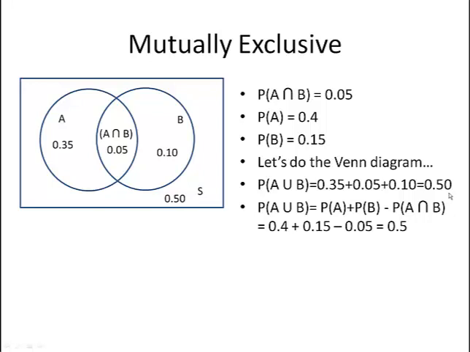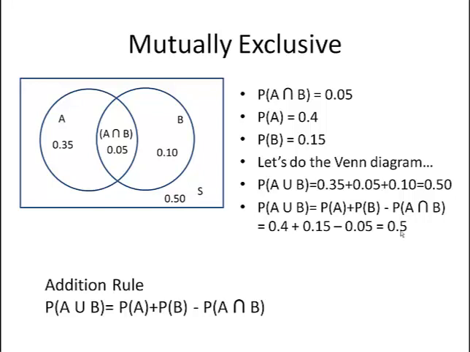Now, another way to do this, if we wanted to use these numbers up here, would be to use this 0.4 plus this 0.15, and then we just have to minus off that center slice. Remember, we added it in twice, so if we just minus it once, we're back to the right value, which in this case is 0.5. This actually gives us the addition rule. The addition rule deals with unions, and it deals with adding two things together. Now, if they are not mutually exclusive, you have to make sure that you also minus off that slice. If they are mutually exclusive, this term right here will be 0, and it'll be exactly the same equation that we used 2 slides ago.